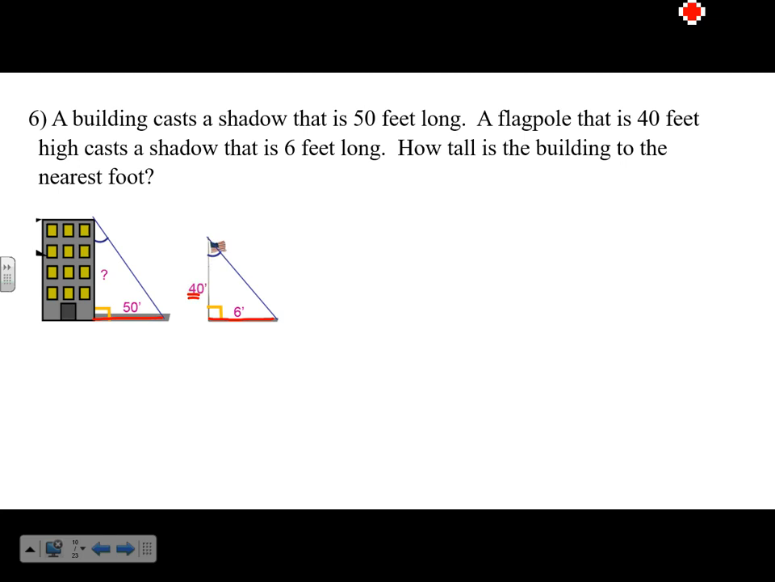Now, again, you can do it however you want, but I'm going to do it this way, small over big, or you could do flag over building. And again, you don't have to label it, but I think that's a nice way to do it, to realize, okay, so I'm going to do the height of the flag is 40, and then the height of the building we don't know. And then the length of the shadow for the flag is 6 over the length of the shadow for the building is 50. So all my flag information is on top, all my building information is on bottom. Again, there's several other ways you can set that up. I just like that way because I think it's easiest to keep it organized. 40 times 50 is 200.